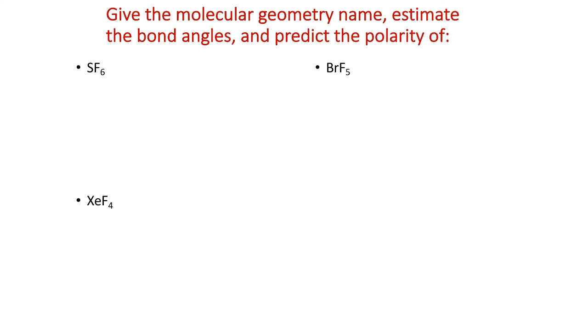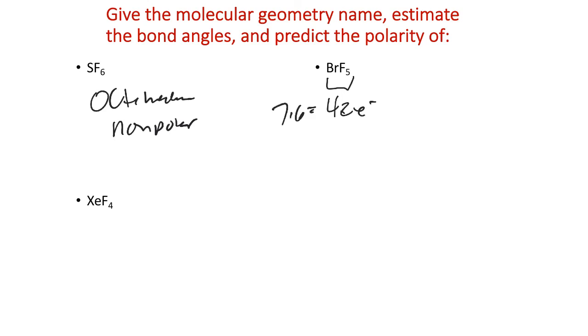So if we then go through SF6, SF6 is that octahedral shape that we saw earlier. This would end up being nonpolar. So we have fluorines on all sides of the octahedral shape. If we replace that with a lone pair of electrons, in the case of BrF5, we have 42 electrons, 7 × 6. So what we end up with is bromine with a pair of electrons with the fluorine atoms in every other spot of our octahedron.